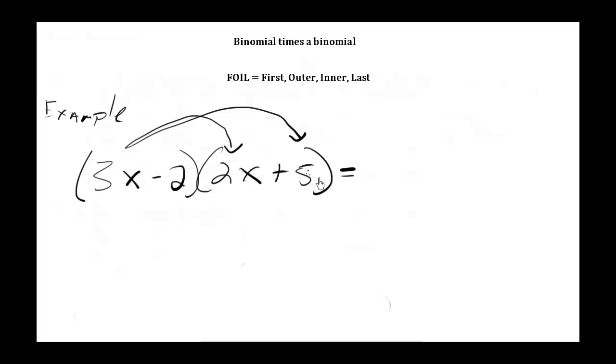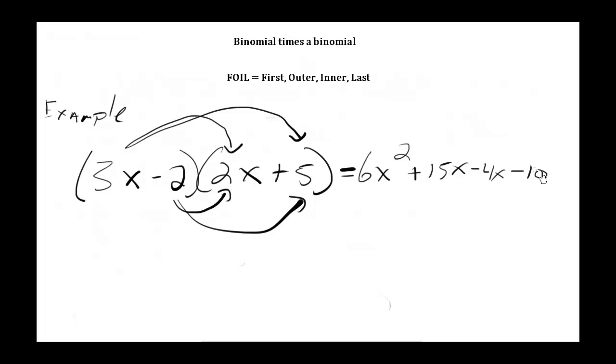So 3x times 2x is going to be 6x squared. That's this to this. Here to here, 3x times positive 5 is plus 15x. That's first, outers, inners. Minus 2 times 2x is minus 4x. And then last, minus 2 times 5 is minus 10. And always, after you distribute, you should look for like terms. So here, nothing combines with this 6x squared, but these two are like terms. So 15x, I take away 4, gives me plus 11x minus 10.